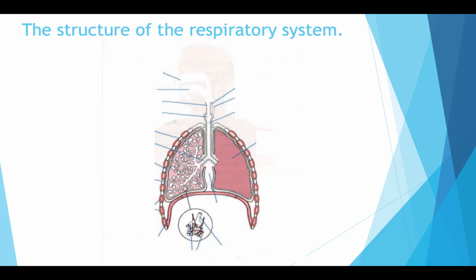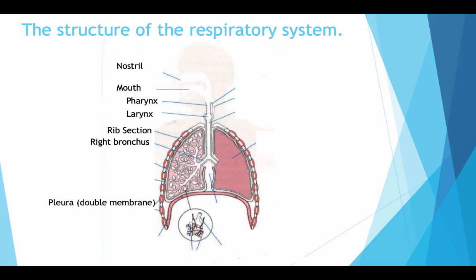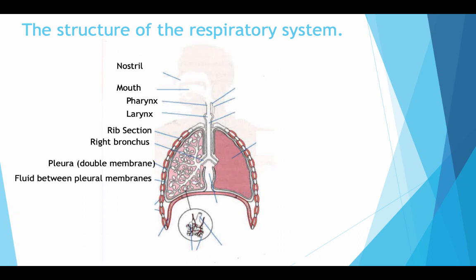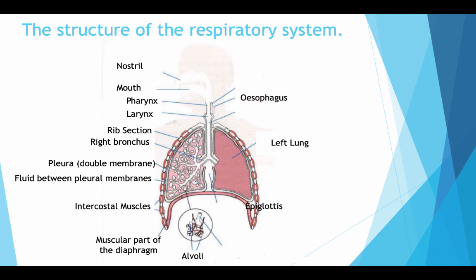The structure of the respiratory system. The nostril, the mouth, the pharynx, the larynx, the rib section, the right bronchus, the pleura, the fluid between the pleural membranes, the intercostal muscles, the muscular part of the diaphragm, the alveoli, the left lung, the esophagus, and the epiglottis.